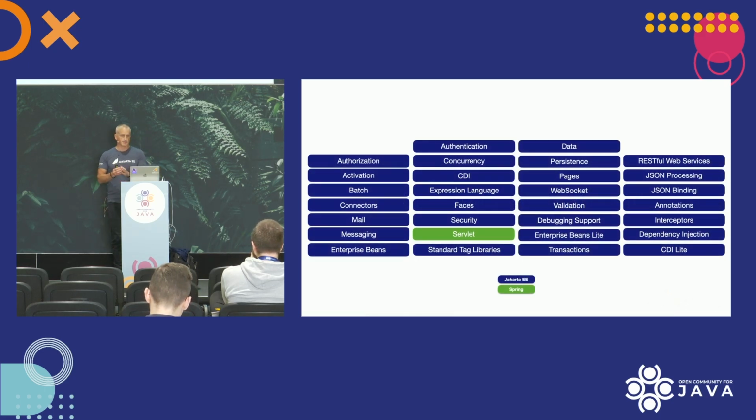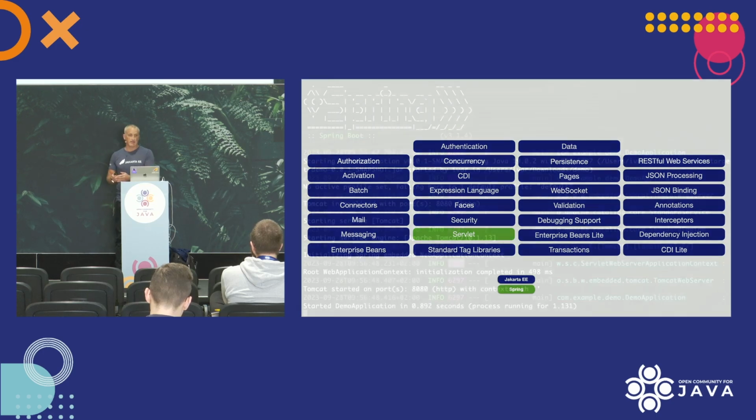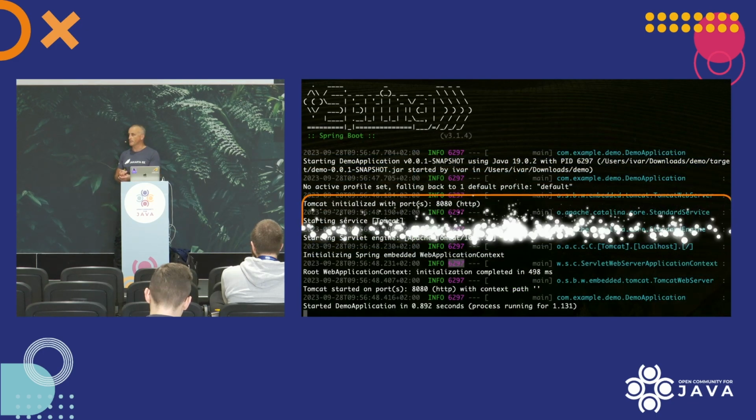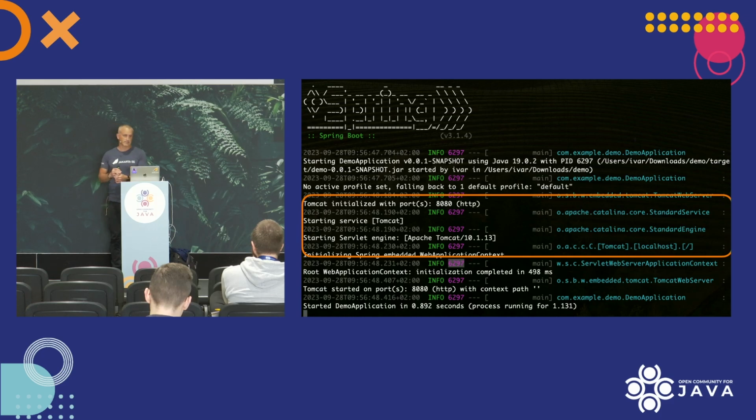Servlet is probably the specification that Spring relies on the most. And you can just look at the startup of Spring Boot. It says here, starting Servlet engine, starting Apache Tomcat. And you can easily switch this to Jetty or Undertow or OpenLiberty or any other servlet container if you like. And the key thing there, it's the servlet container. So without the servlet, Spring wouldn't start.